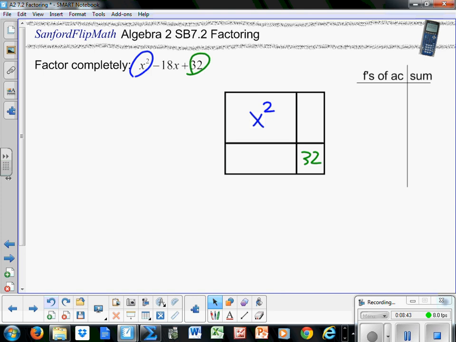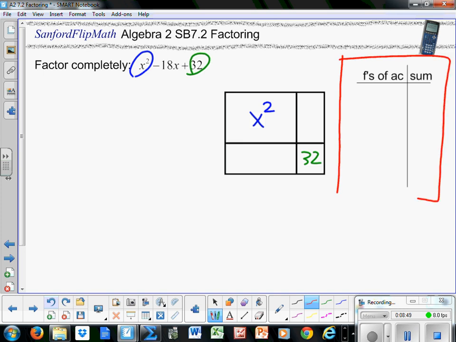Then what you're going to do to know what to do in the other boxes is you're going to work this little table. Now, at some point, you're going to get good at this, and you're going to start seeing what numbers will work in there. Right now, we're just going to chug through the process. So factors of a times c. Well, a is 1, c is 32, so this is going to be factors of 32.